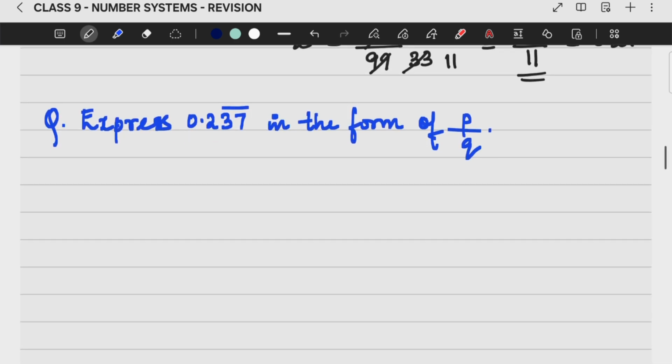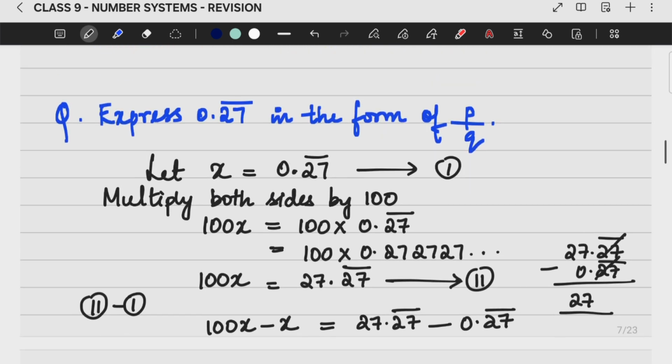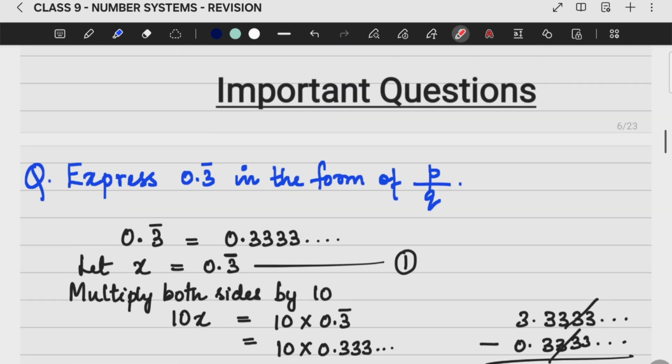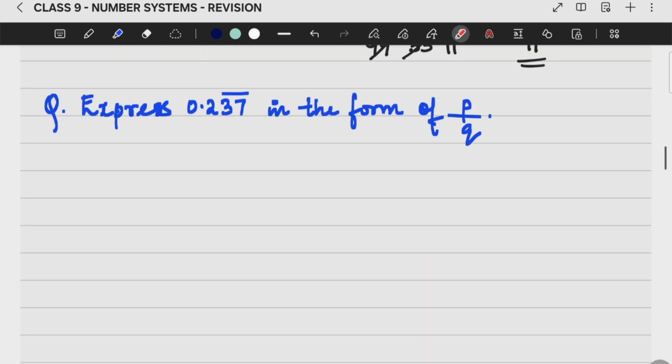In both the above two questions that we saw, if you had observed, the bar was immediately after the decimal point. Even in the previous question, the bar was immediately after the decimal point. So we were immediately able to take equation 1. Now what you see is the bar is not immediately after the decimal point. It is 1 digit away. So what did I tell you initially? In order to mark equation 1, your bar should be immediately after the decimal point. Only then you can mark it as equation 1.